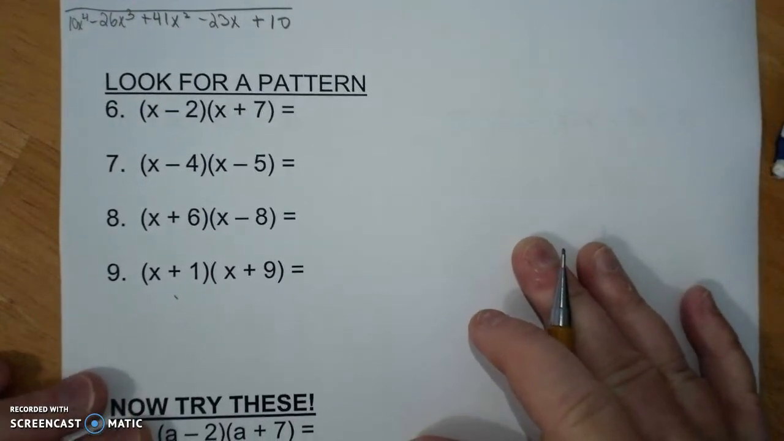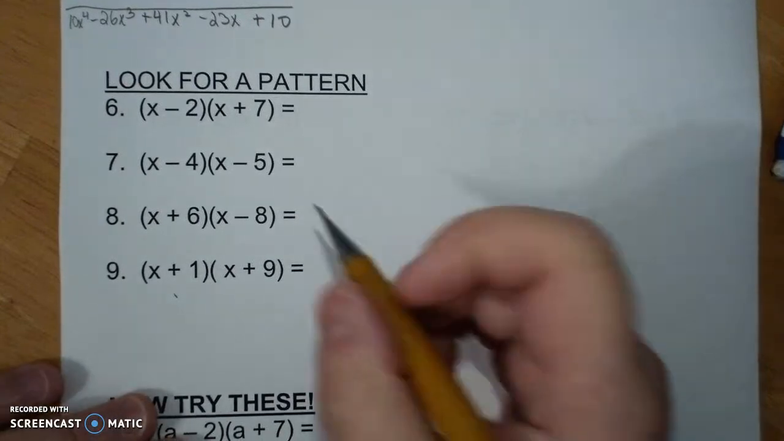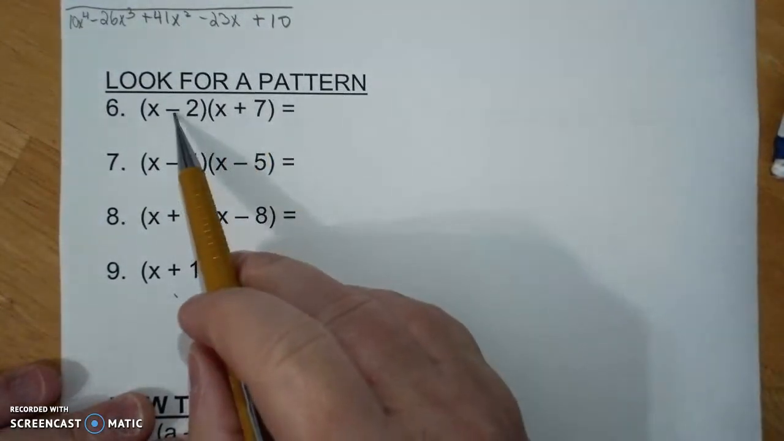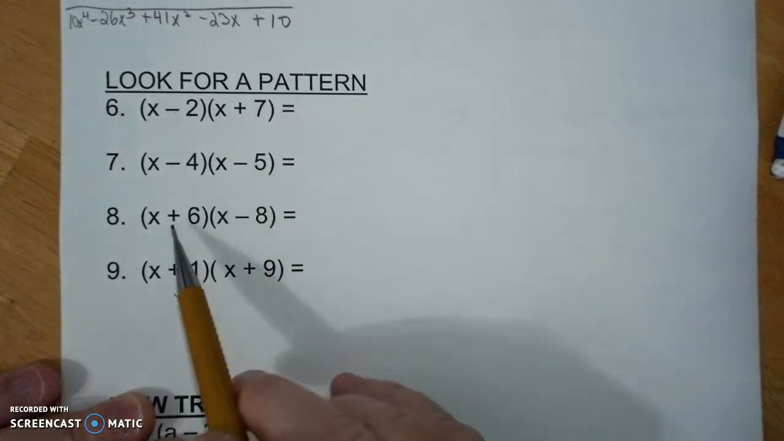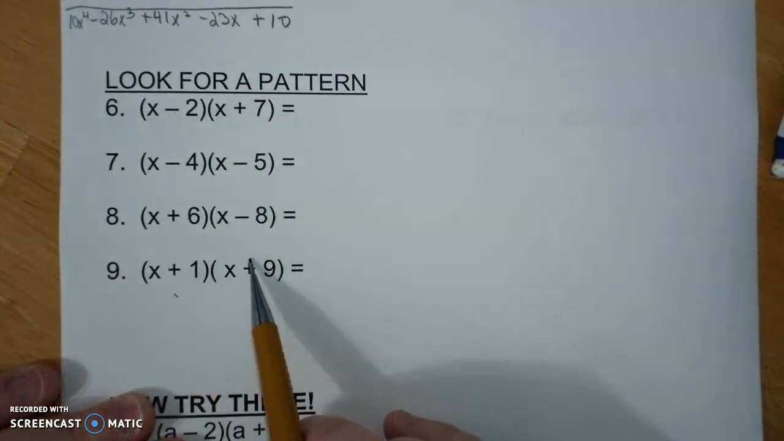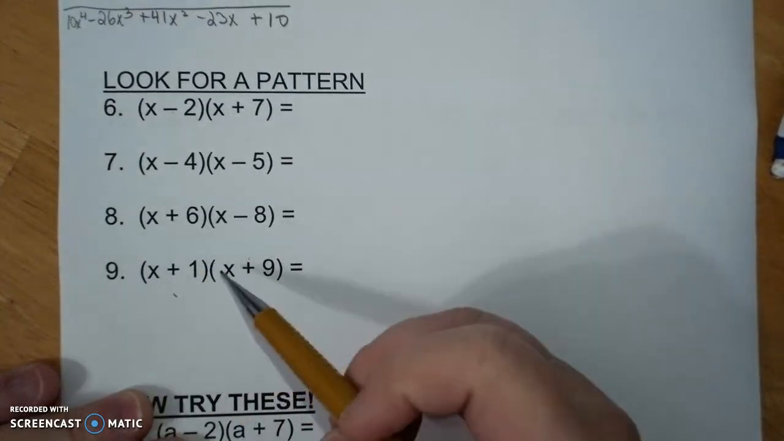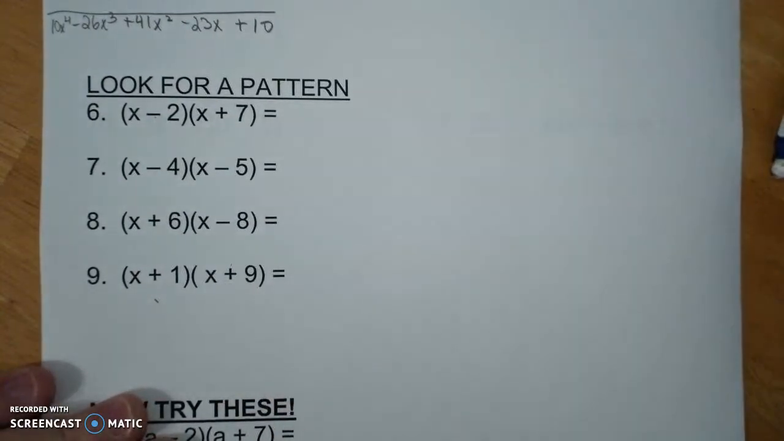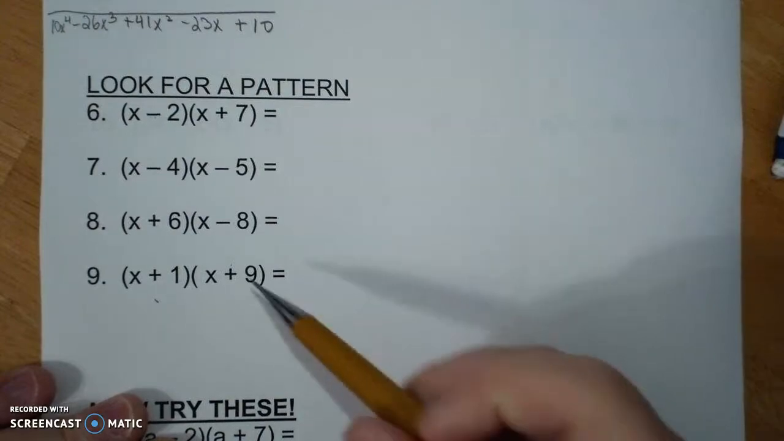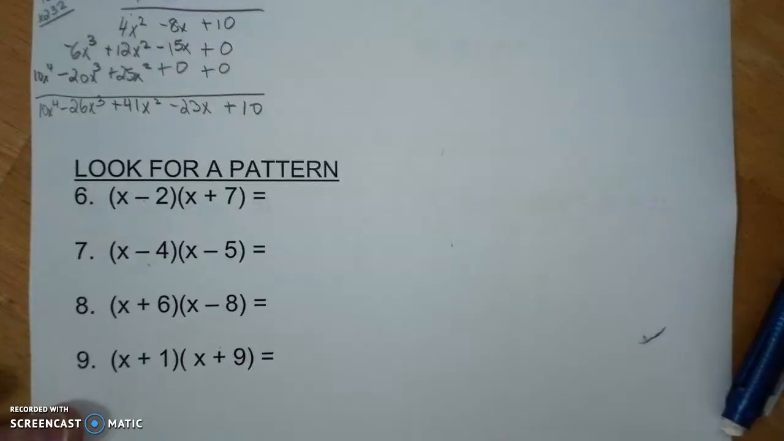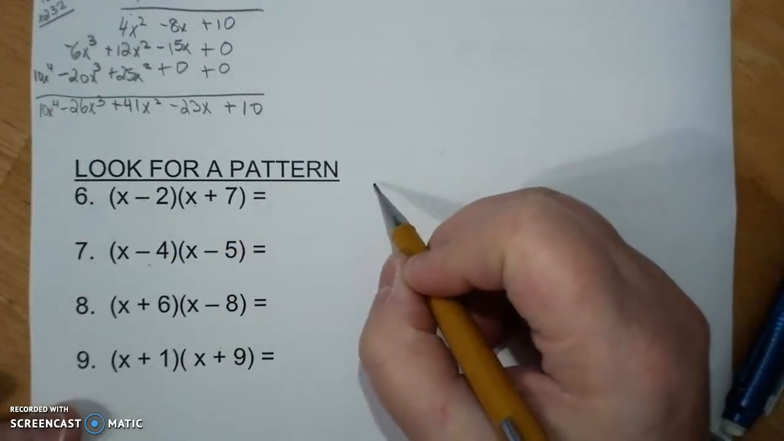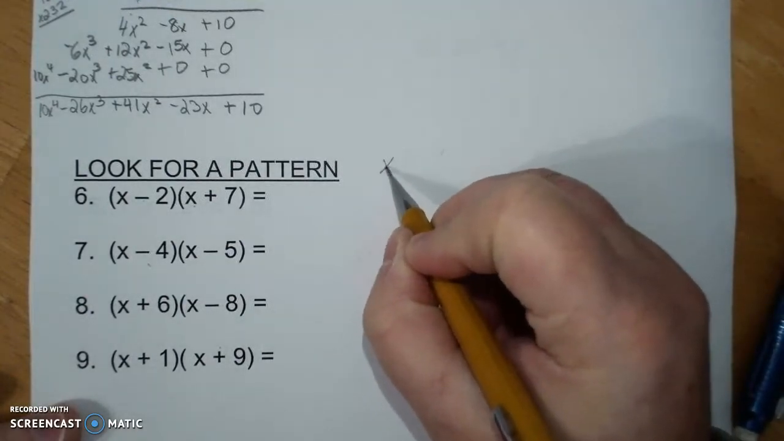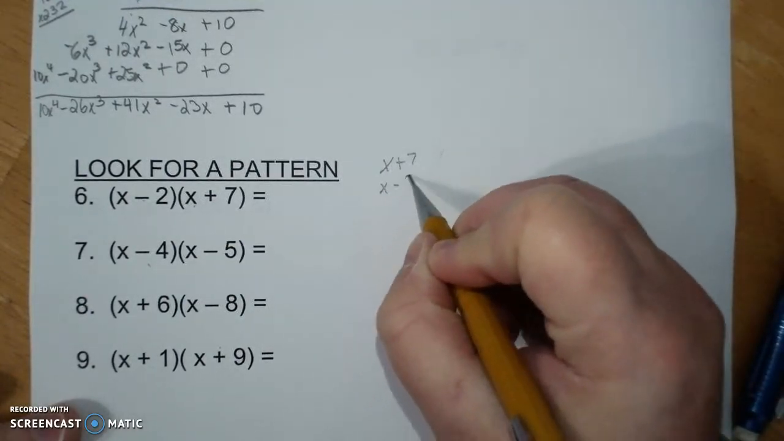Okay, when we are doing these, they're saying look for a pattern: a negative and a positive, a negative and a negative, a positive and a negative, a positive and a positive. This is trying to prep you for when we factor. Now I'm going to do these. I'm going to use a space over here. I have x plus 7, x minus 2.